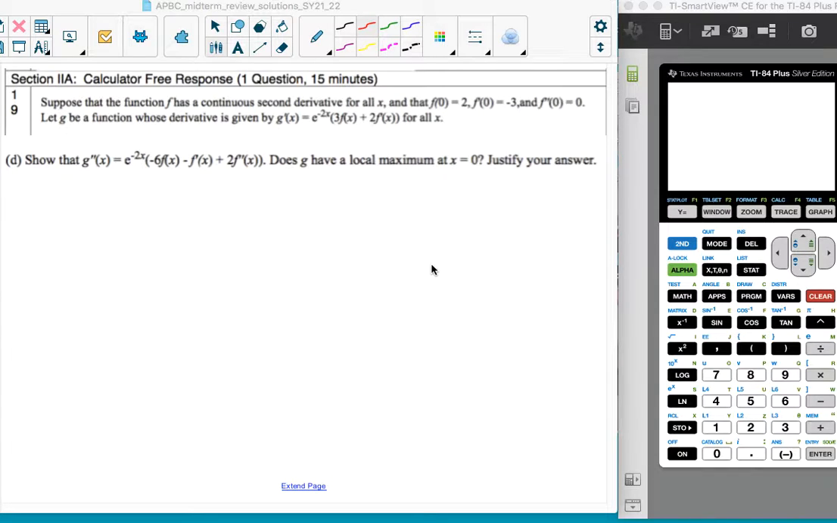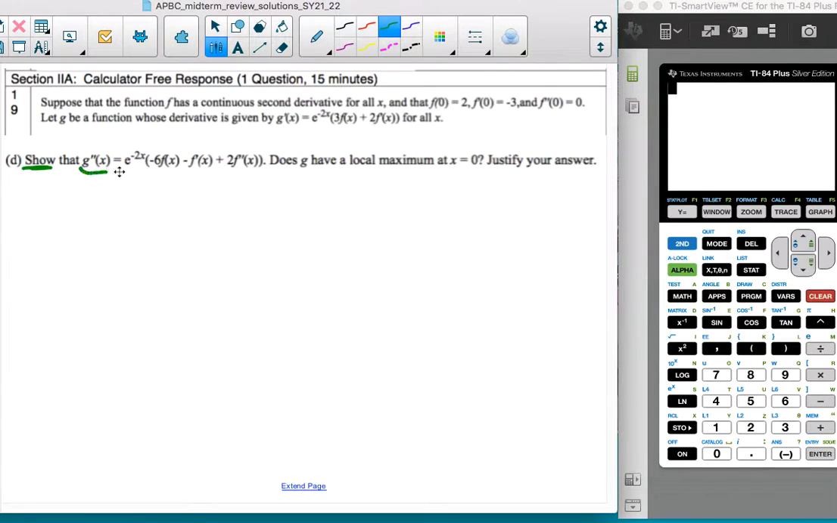All right, this is APBC Calculus. We're doing midterm review, and this is free response 19D, which is a calculator question, although the calculator is not very useful here. So we're asked to show that g double prime of x equals this. And then we're asked... so there's two jobs here, right? And it's easy to accidentally miss one of them.